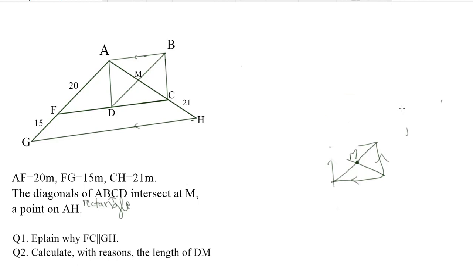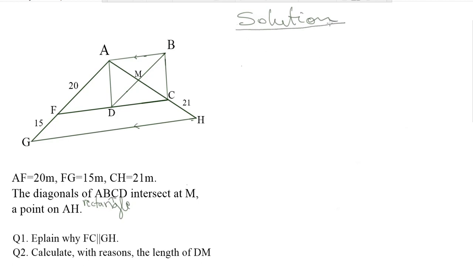Now let's solve this. So the first question, let's write our solution here. What does the first question say? Question number one. What will be your answer? You can pause the video and tell me why FC is parallel to GH. Why are the two parallel?